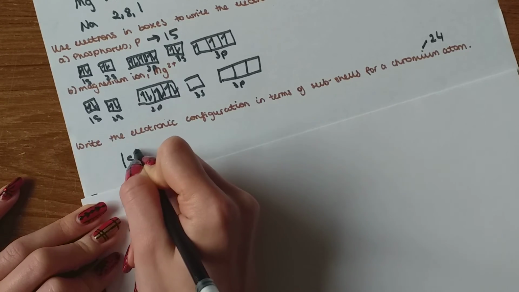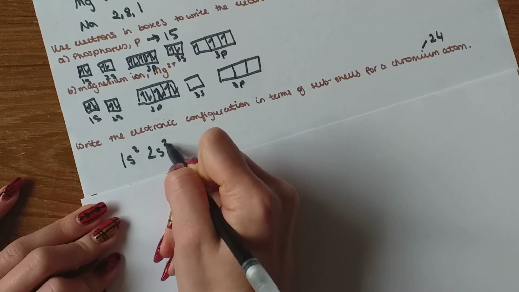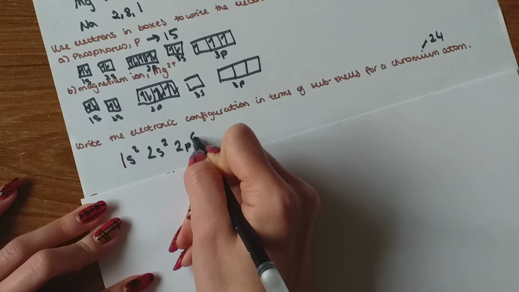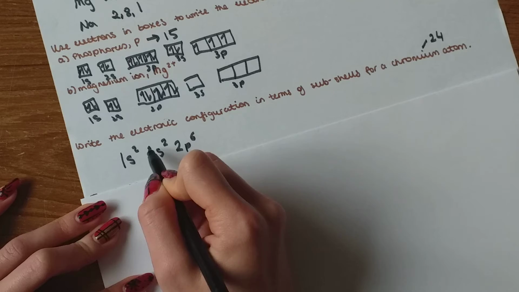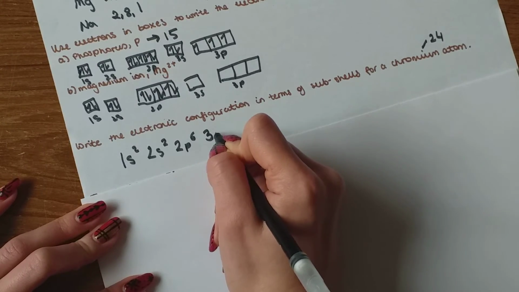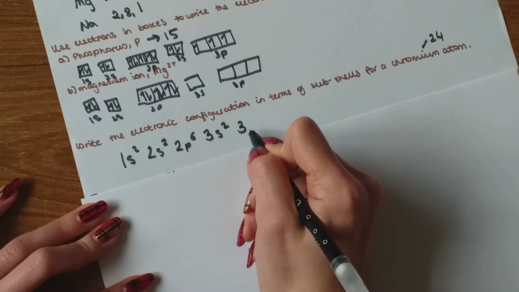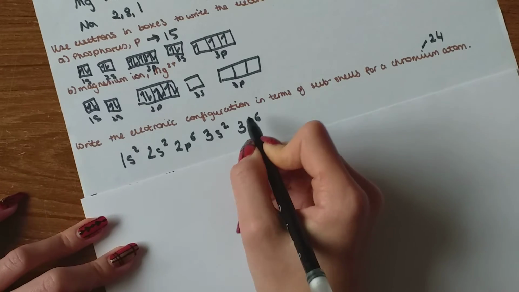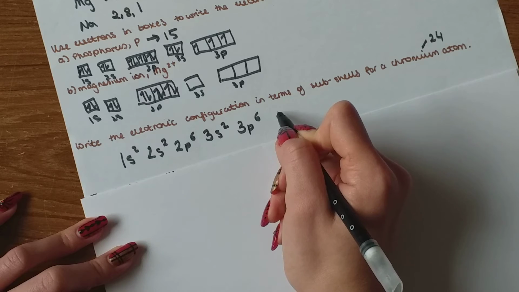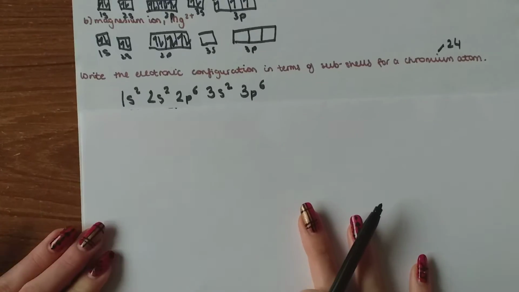1s2, because 2 electrons, remember. 2s2, 2 electrons. 2p6, 6 electrons, so we already got 10, but we need 24. So we keep going. 3s2, 12 electrons. 3p6, 18. And this is where the difficult part comes in.